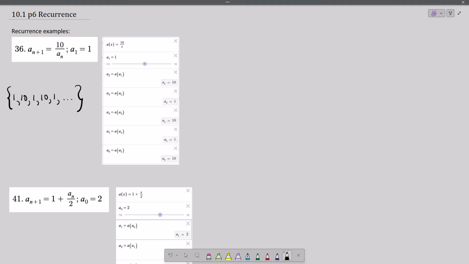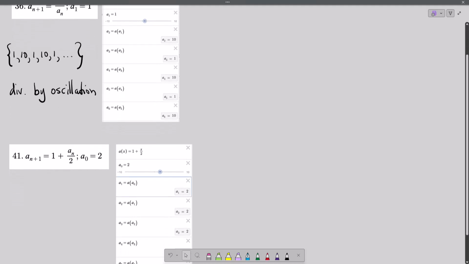So is that going to converge or diverge? Is that sequence approaching a single number? Nah. Right, it's oscillating between two numbers. So this diverges. And you can say by oscillation, or you could say because the terms are not approaching a single number. Something like that. Doesn't matter. Several ways to describe it.